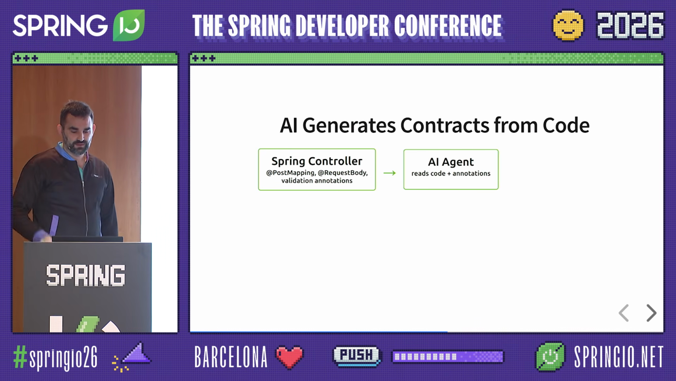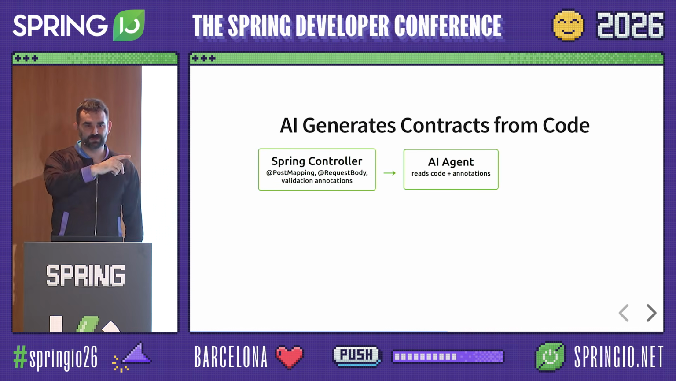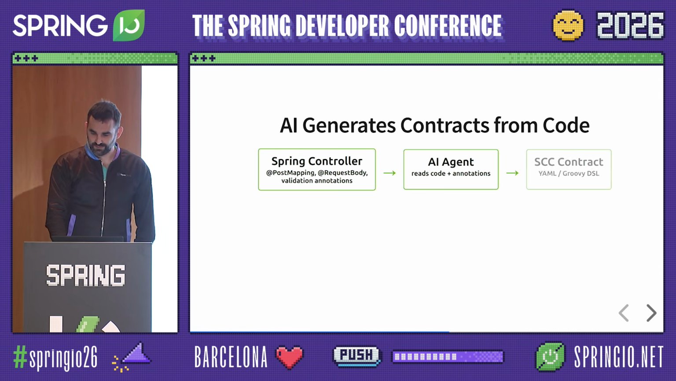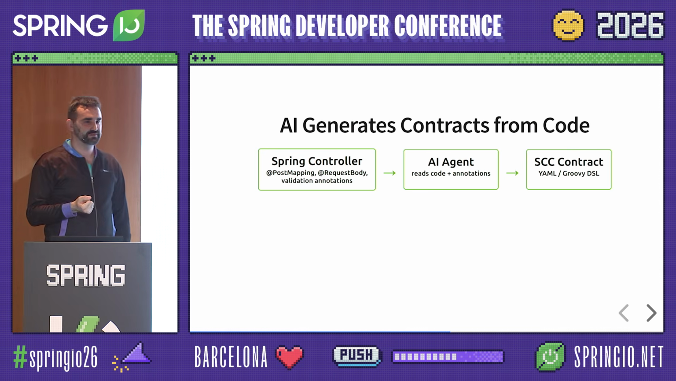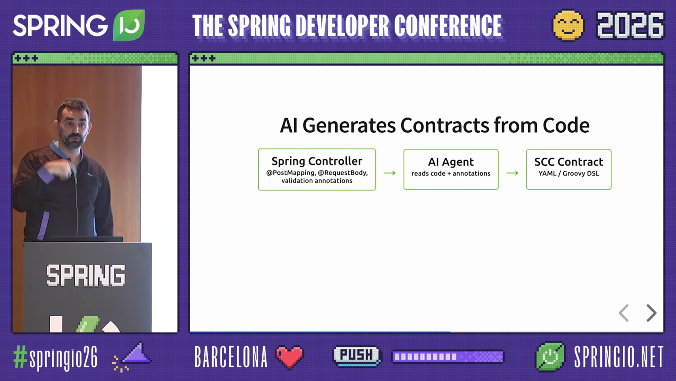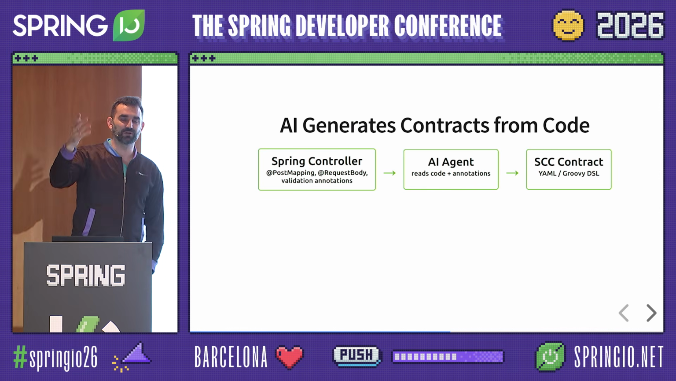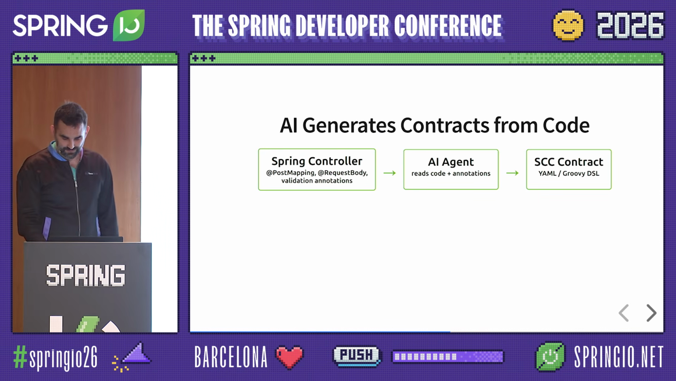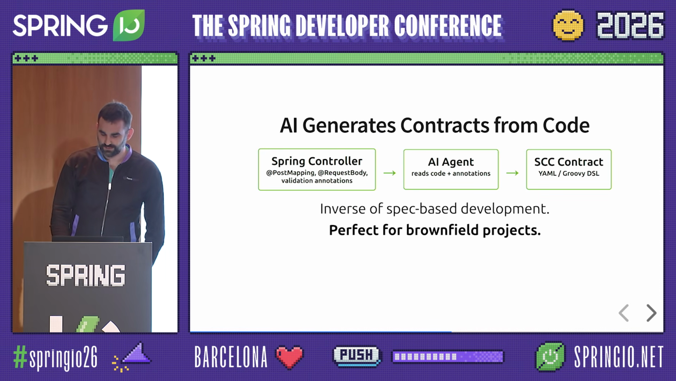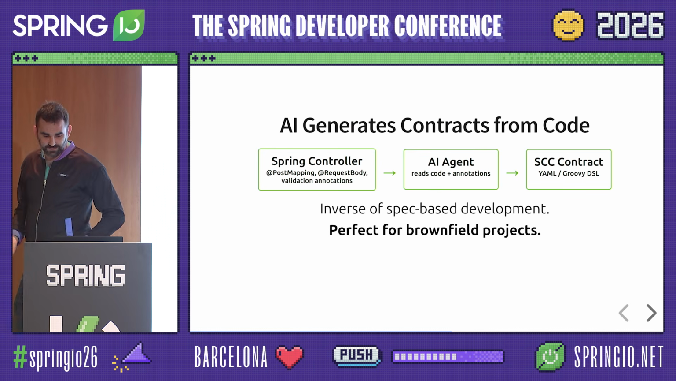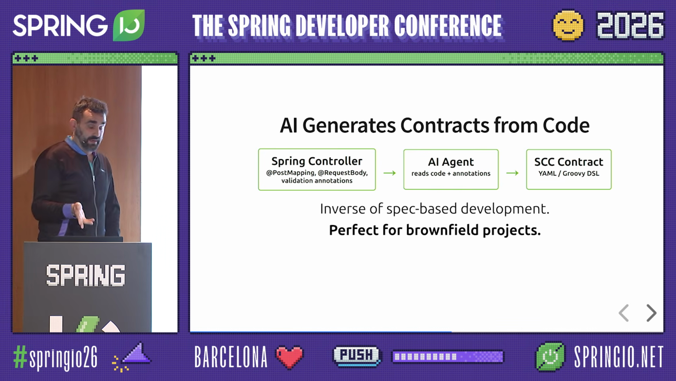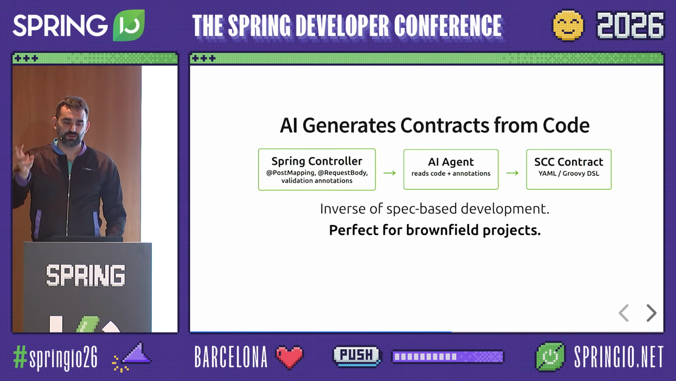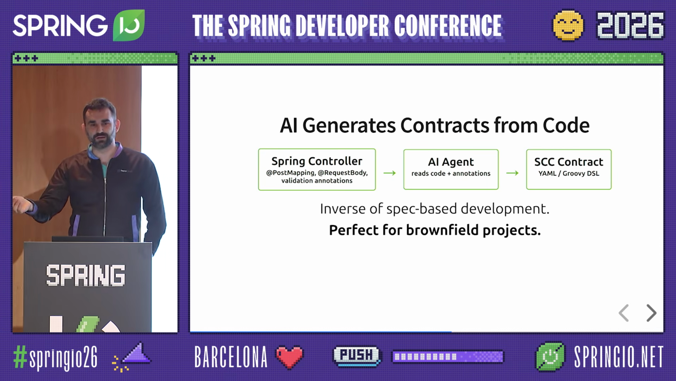What about an AI agent that reads the code, the Spring controllers, reads the annotations, and from that tries to generate the contracts, examples of usage, and in a loop. Try it. Okay, now I have it. Try again, I have it. And that way, automatically, you could create the contracts. So we inverse the spec-based development. That's perfect for brownfield.